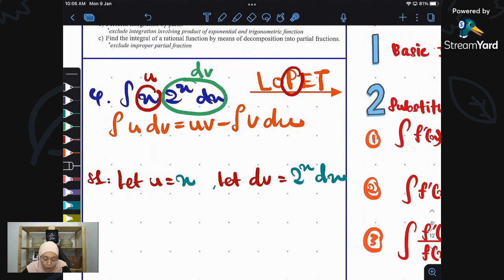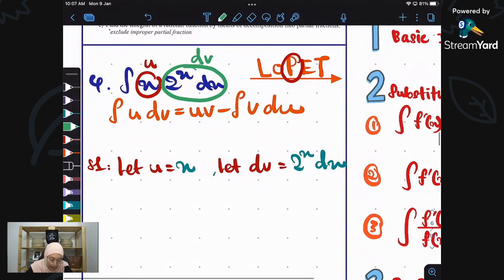Tapi you always must use this LAPD to check which one is coming first, because the one that coming first will become your u. In this question particularly, polynomial yang datang dulu, therefore x lah yang menjadi your u dahulu. Okay. That is how integration by parts is working. I hope you understand that. And so we are ready to differentiate u with respect to x, which is going to give us 1.